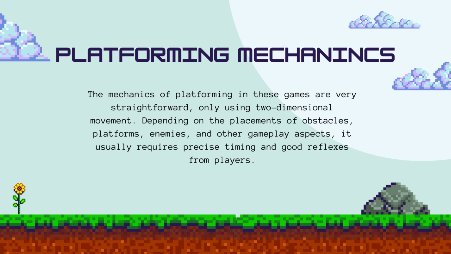The mechanics of platforming in 2D platform games are very straightforward, only using two-dimensional movement, moving up and down, and left and right. Depending on the placements of obstacles, platforms, enemies, and other gameplay aspects, it usually requires precise timing and good reflexes from players.